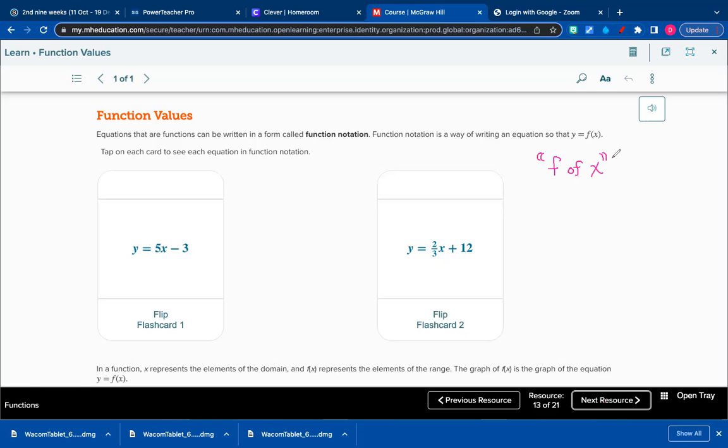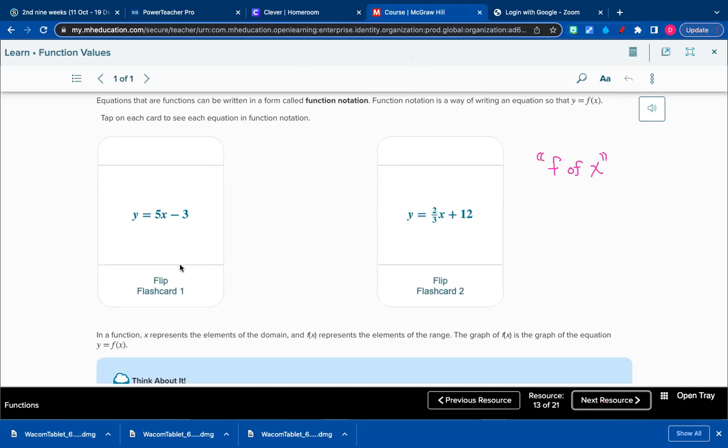Tap on each card to see each equation and function notation and see if you notice something about these. Let's look at card number 1. y equals 5x minus 3. Flip it. Look at the function notation. f of x equals 5x minus 3. Let's look at number 2. y equals 2/3 x plus 12. Look at the function notation. How is it different?